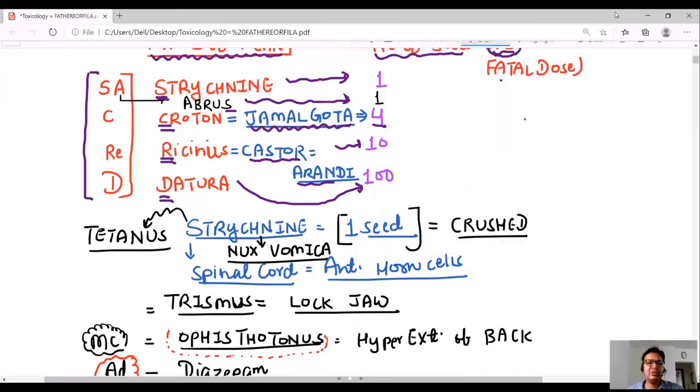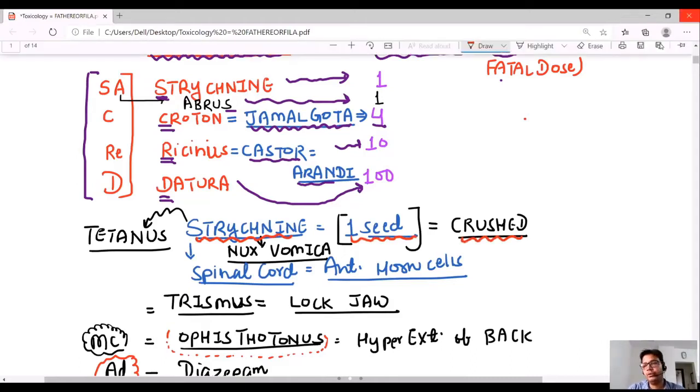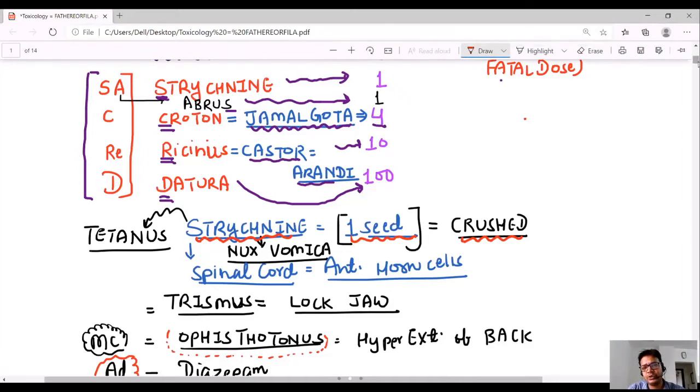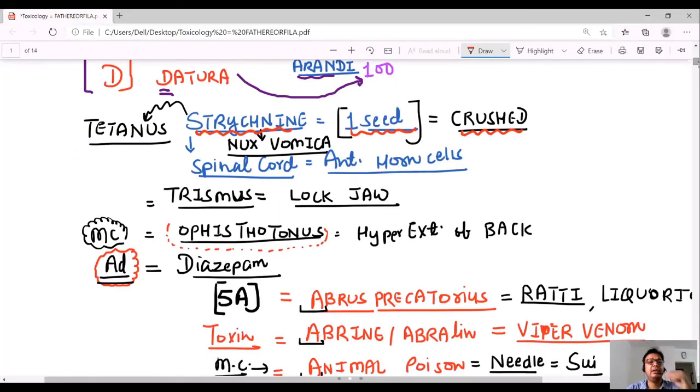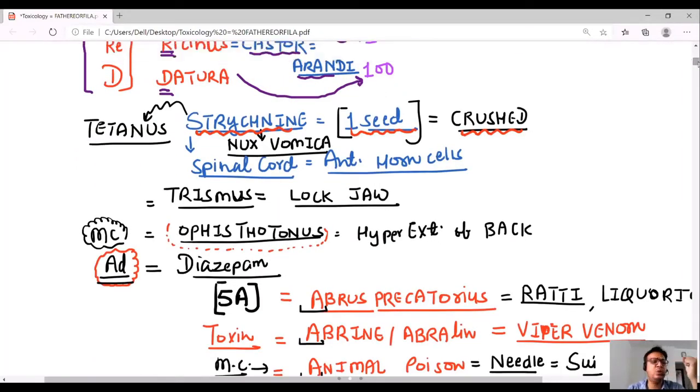Okay. Now, sir, first we'll discuss strychnine. As I told you, 1 seed is a fatal dose, but the seed should be crushed. 1 crushed seed is a fatal dose of strychnine. Doctor, strychnine is also known as Nux vomica.